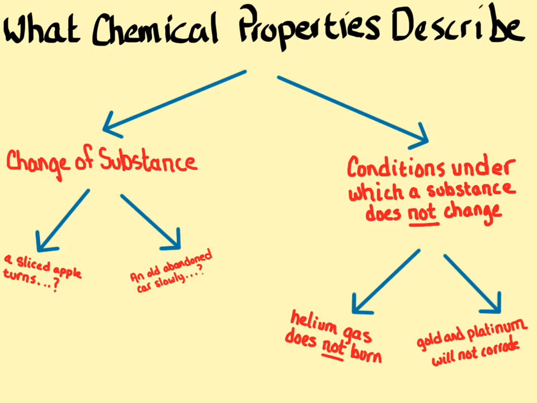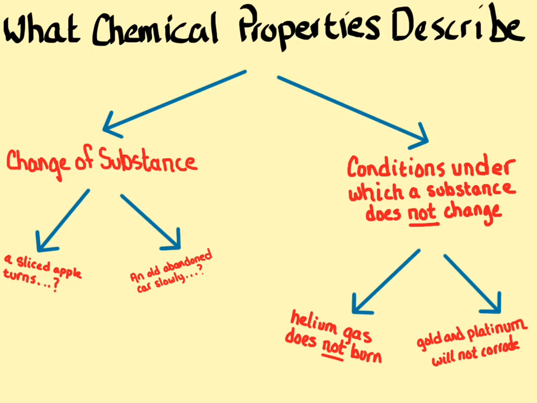Okay, so we saw with that video, one of the chemical properties of potassium is that when it is in water, it reacts and changes into a gas and a smoke. So that's a pretty good example of a chemical change.